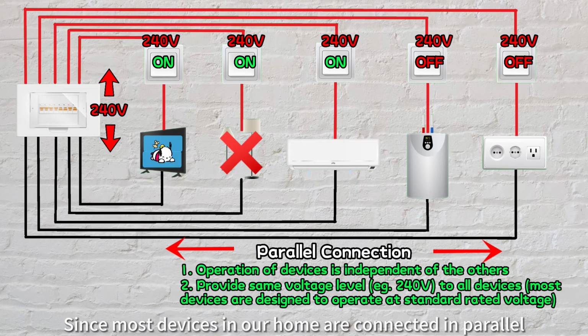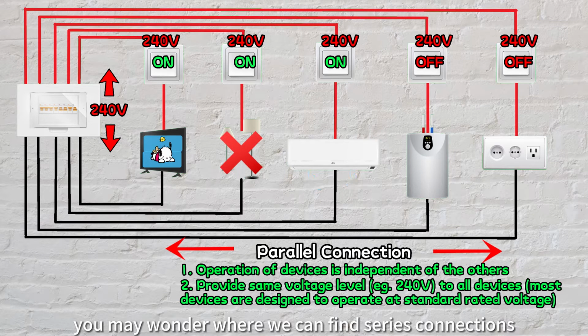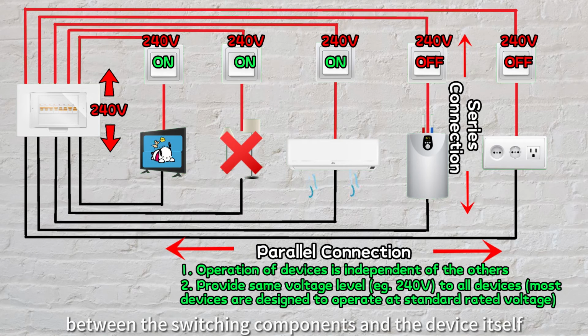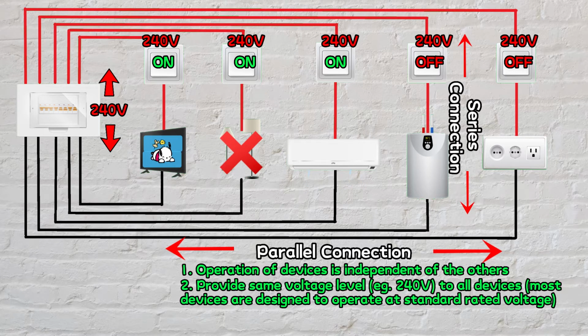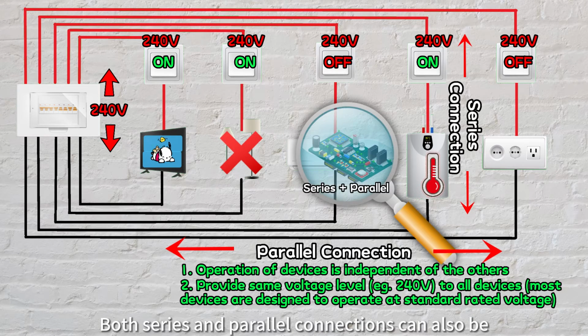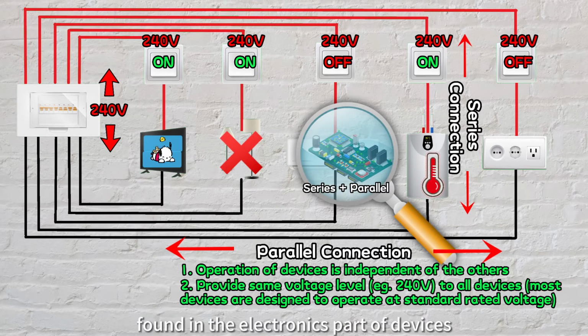Since most devices in our home are connected in parallel, you may wonder where we can find series connections. Series connections are typically found between the switching components and the device itself. This allows us to easily connect or disconnect the device as needed by turning on or off the switches. Both series and parallel connections can also be found in the electronics part of devices.